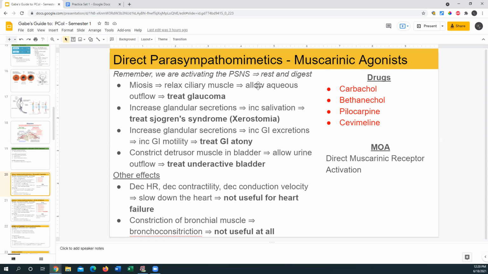If we're going to be having anticholinergic activity, then we're going to be seeing decreased salivation. We're going to be seeing decreased GI secretions. We're going to be decreasing the amount of urine outflow because we're going to be relaxing the detrusor muscle around the bladder.